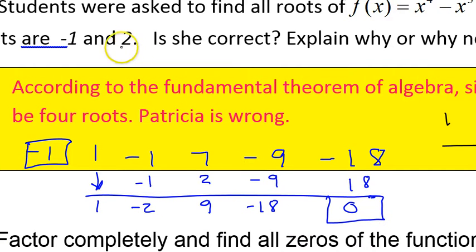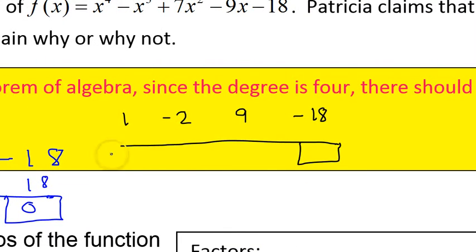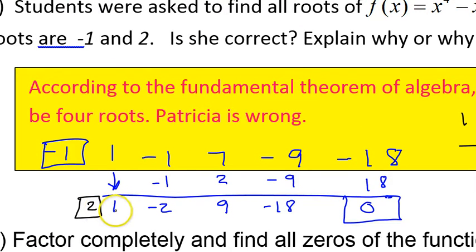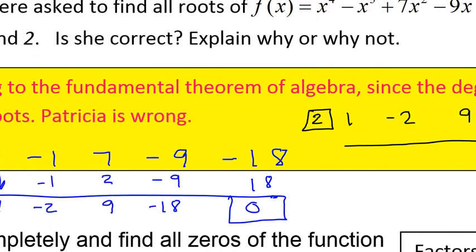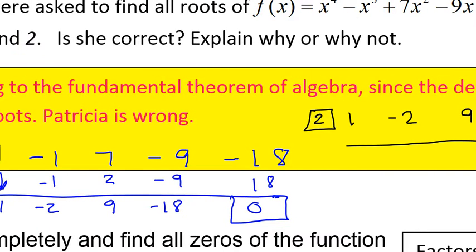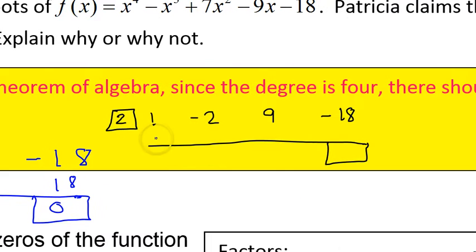Now we've still got this other root of 2. Normally I would just put the 2 right here and keep going, but I didn't leave myself enough space. So I just copied the coefficients over here, picking up from the 1, -2, 9, -18. So we're doing this other zero, which is 2, to break it down the rest of the way.